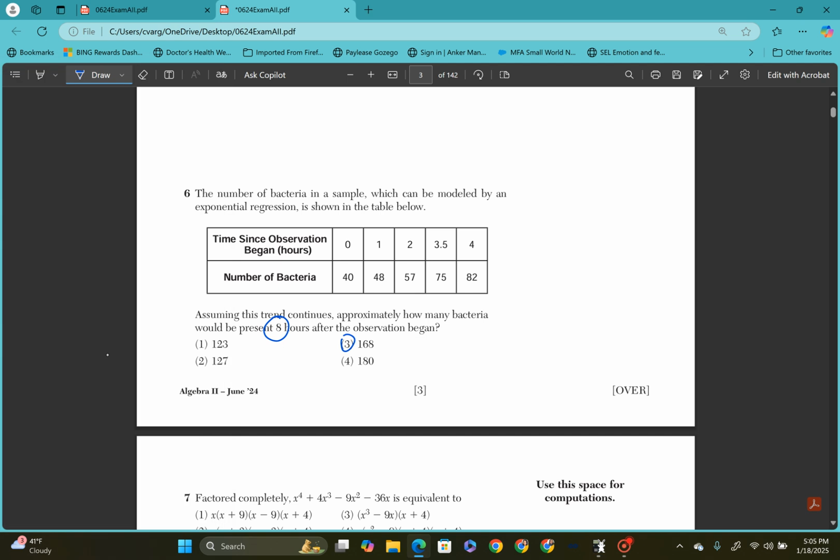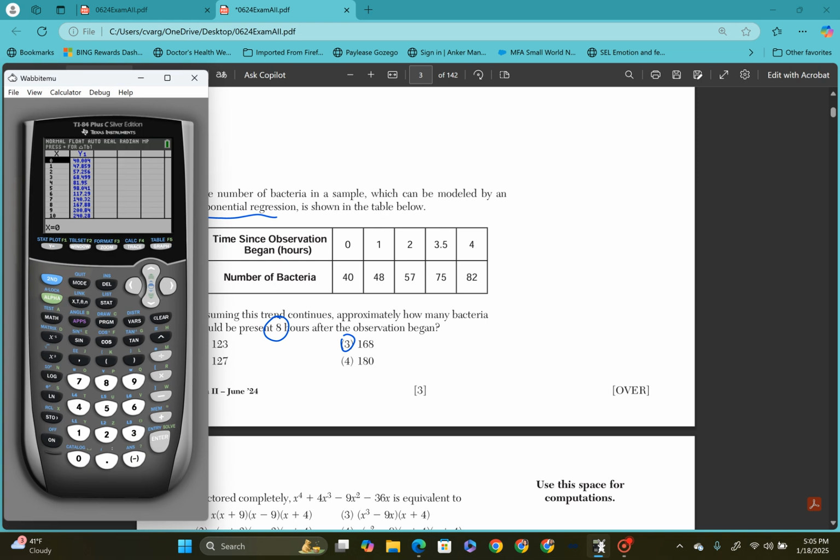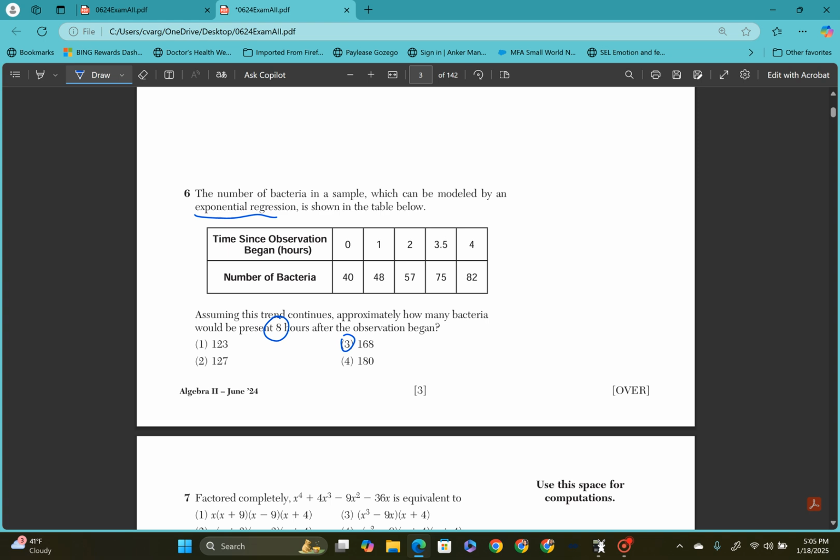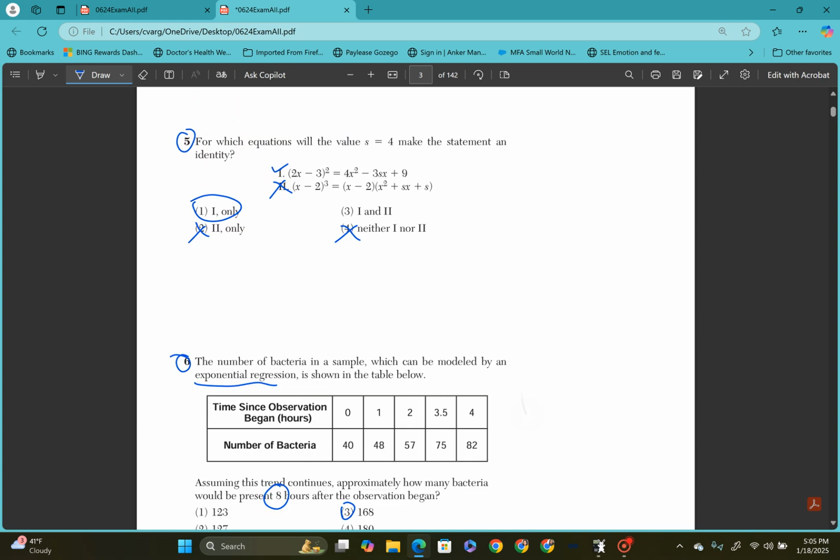So the key thing here is ExpReg, and then to look at what is the number after, in the calculator, what is the number across from 8? X is 8. The Y value is 167.88, so we need to round it. So question number 6 was also the one that we could have done.